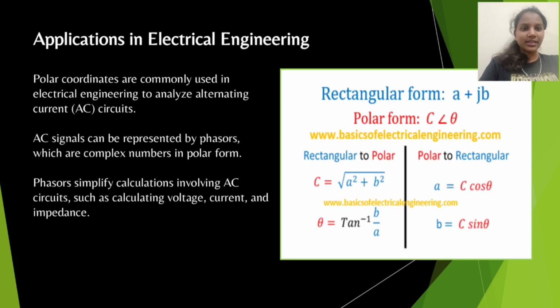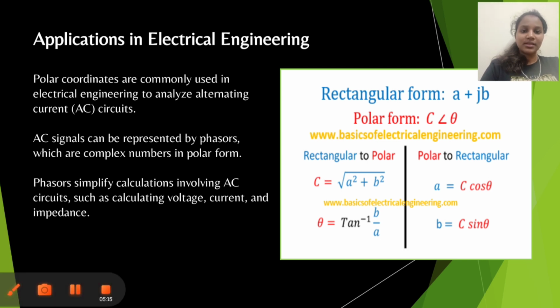Applications in electrical engineering. Polar coordinates are commonly used in electrical engineering to analyze alternating current circuits. AC signals can be represented by phasors, which are complex numbers in polar form. Phasors simplify calculations involving AC circuits, such as calculating voltage, current, and impedance.